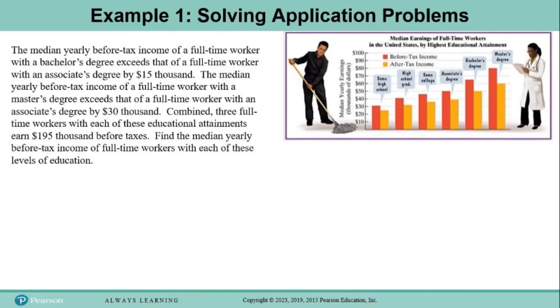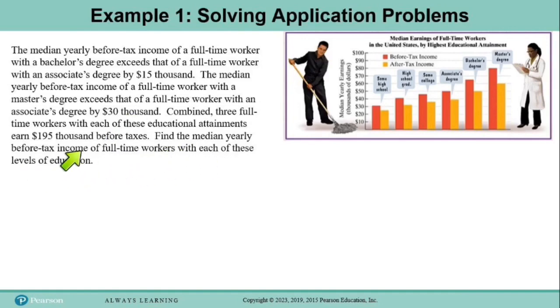So step 1 of our strategy says go back to the problem and read it again and pull out the important information. Make sure that you can identify what the problem is telling you and what the problem is asking you to find. So usually what they're asking you to find is at the end, of course. So it says find the median yearly before-tax income of full-time workers with each of these levels of education.